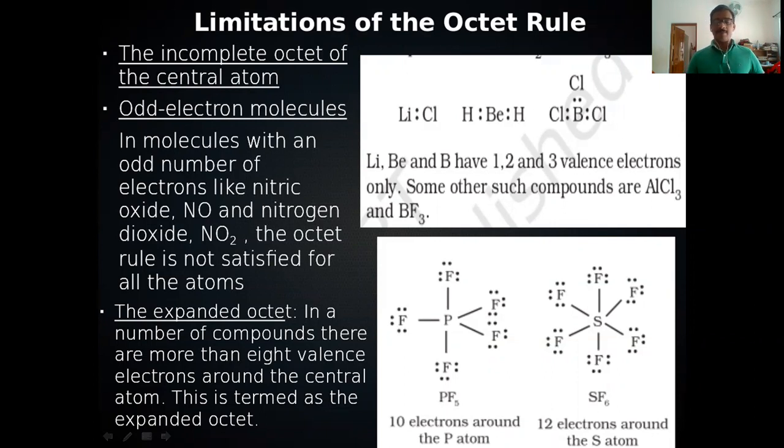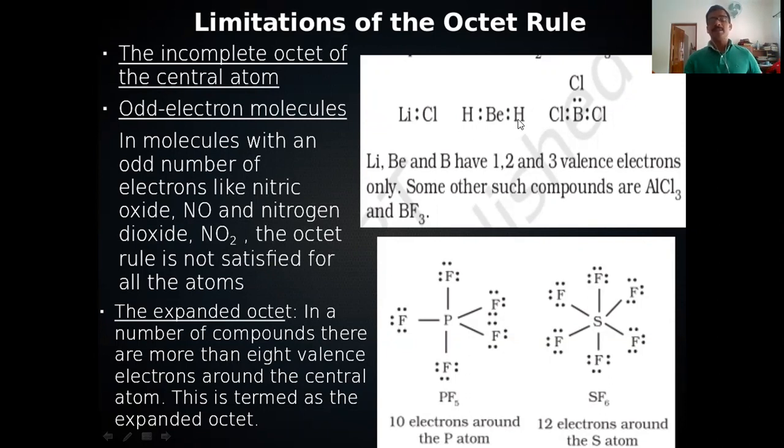Octet means 8 electrons. Incomplete octet means we can see compounds in which the central atoms are not having 8 electrons in their outermost orbit. For example, here you can see LiCl. Here lithium is getting only 2 electrons in the outermost shell.